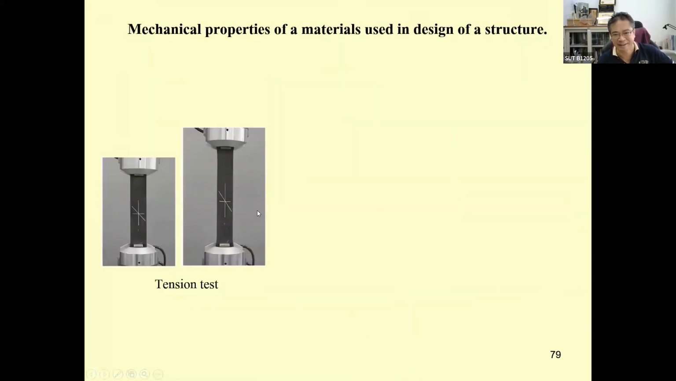And then this one is the mechanical property. Let us do the tension test. Very simple one. We produce the material as the specimen. And then we are going to test the specimen. It's going to be tested by using a standard. There are a lot of standards.